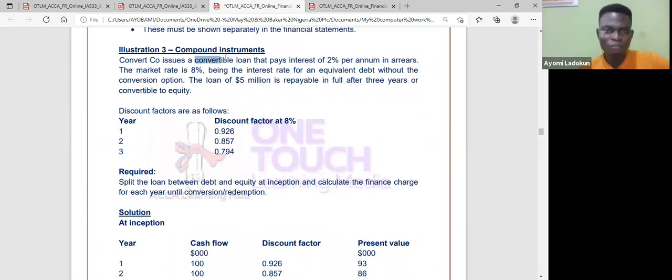Convert issues a convertible loan. Did you see that? You need to take notes. It pays interest of 2% per annum in arrears. The market rate is 8%, being the interest for equivalent debt without a conversion option. The loan of 5 million is repayable in full after 3 years or convertible to equity. So I can pay the loan or I can convert. Meanwhile, the effective interest rate I will use is the interest rate without conversion, which is 8%. So we're using it as a discount factor.